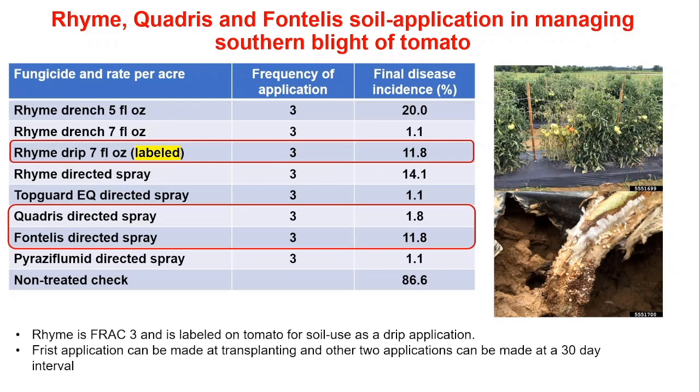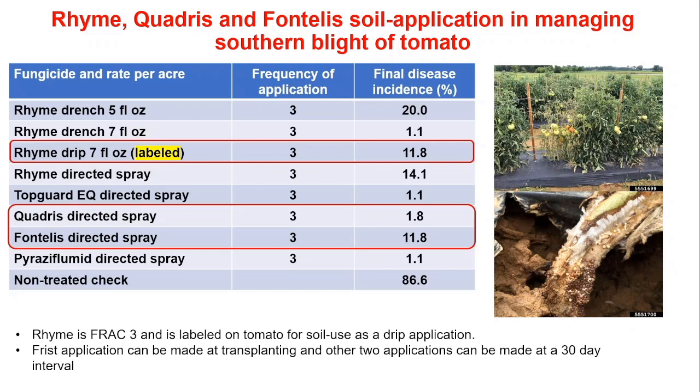So we looked at Rhyme, and what you're looking at is final disease incidence, and this is a non-treated check. So close to 87% of our plants were already infected with southern blight. But when we applied Rhyme 3 times, 2 weeks apart, through drip, we saw a significant reduction. Okay, what else? Rhyme via drench was one of the best, but it's not labeled for drench use. I just want to show that in this case, Rhyme also worked as a drench application. At a low rate, a 5-ounce rate, it has some activity, but at a higher rate, it worked very well.